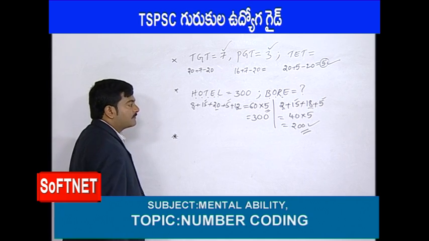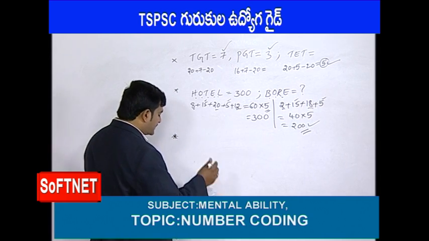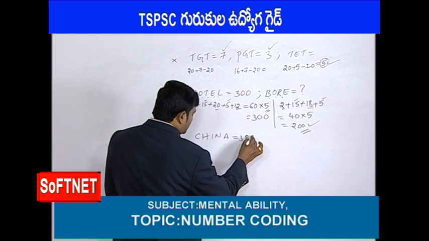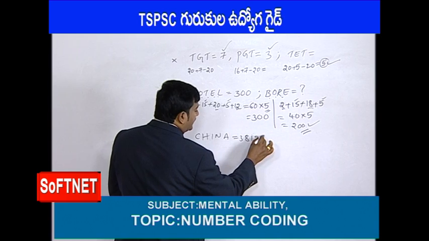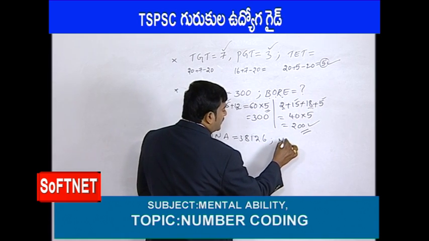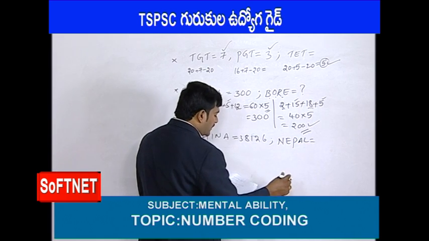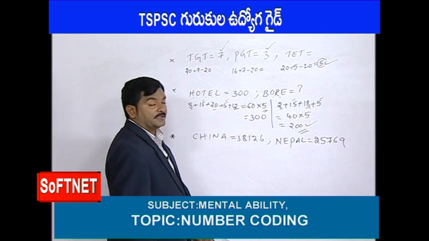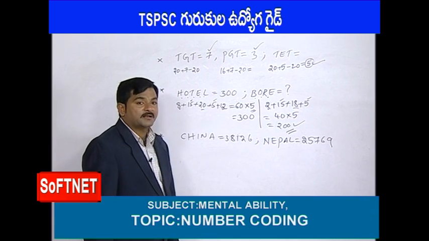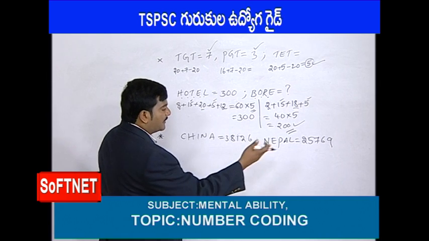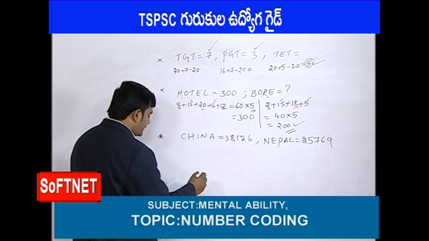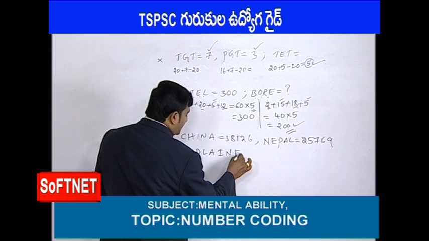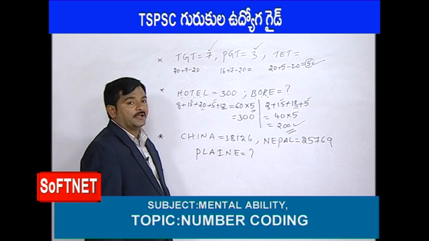Now we can discuss one more example in a certain code language. For example, China. In a certain code language, China is written as 38126. Similarly, Nepal is written as 25769. I repeat this once again. In a certain code language, China is written as 38126. Then Nepal is written as 25769. Then what is the code for the given word PLAINE? He asked to find the code for the given word PLAINE.